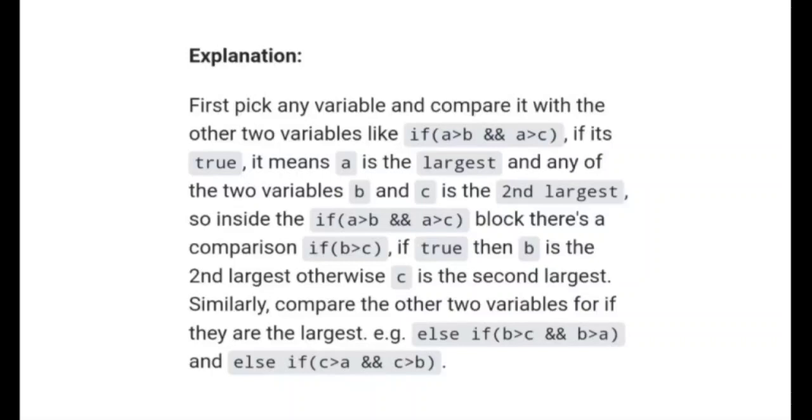So inside the if a greater than b and a greater than c block, there is a comparison. If b greater than c, if true, then b is the second largest, otherwise c is the second largest. Similarly, compare the other two variables for whether they are the largest. Example, else if b greater than c and b greater than a, and else if c greater than a and c greater than b. In C language, and is written as two ampersand symbols.